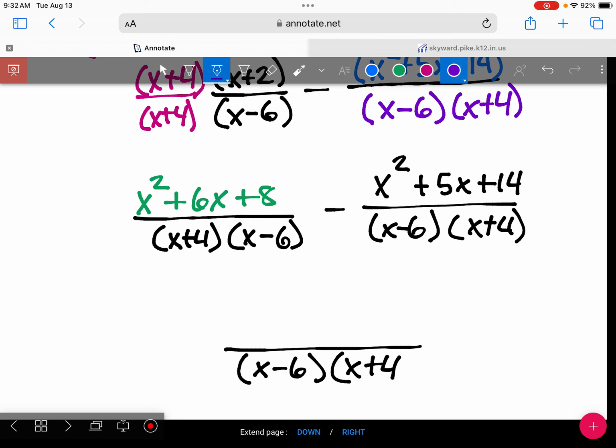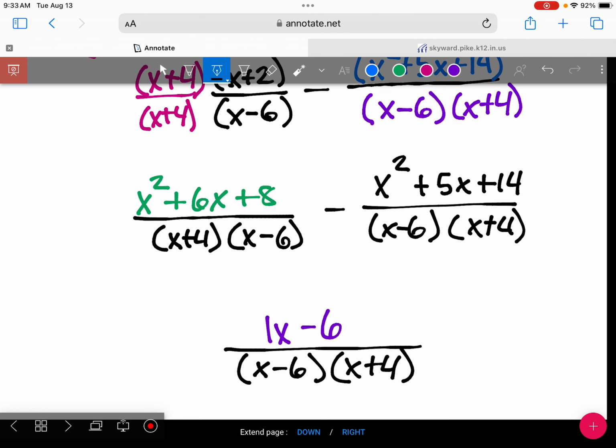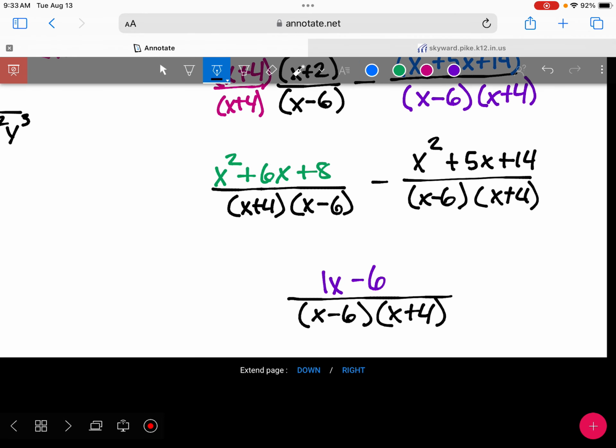We have the x squared minus x squared. Those guys are going to eliminate out. They cancel out. 6x minus 5x is just 1x, or x. And then 8 minus 14 is minus 6. 1x minus 6. Whew, we're done, right? Why not?